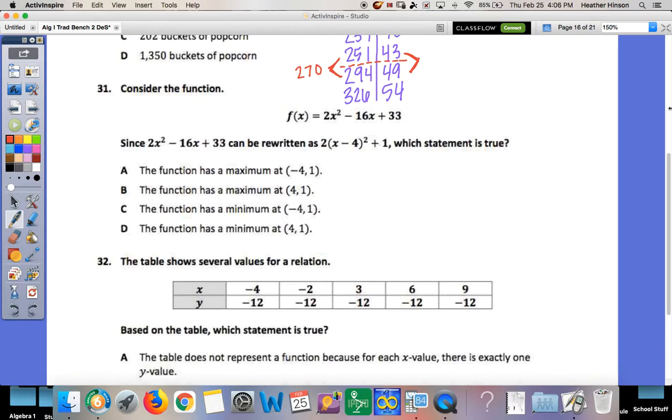Okay, 31. Considering this function, since it can be rewritten as 2 times (x minus 4) squared plus 1, which statement is true? It has a max or a min at one of these points. So does this have a max or a min? Well, how you're going to tell this is you're going to look at your x squared. It's positive, which means our graph is going to open up. So that curve is at the bottom, so that's a min. So we know it can't be A or B.